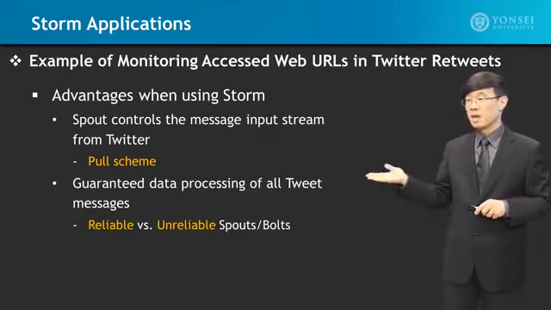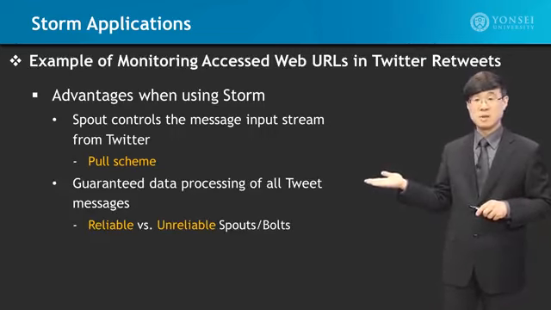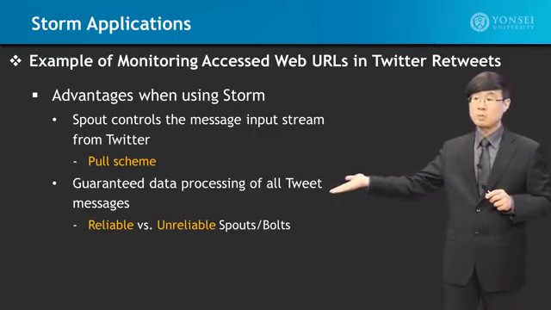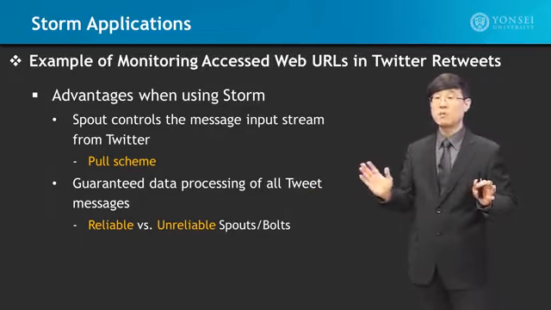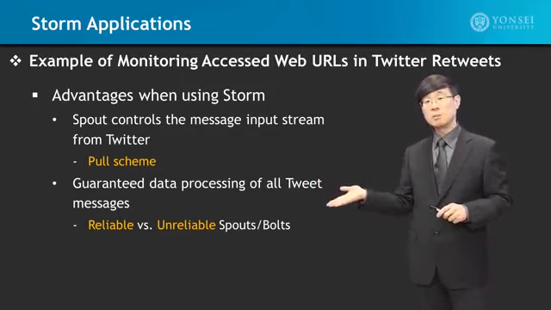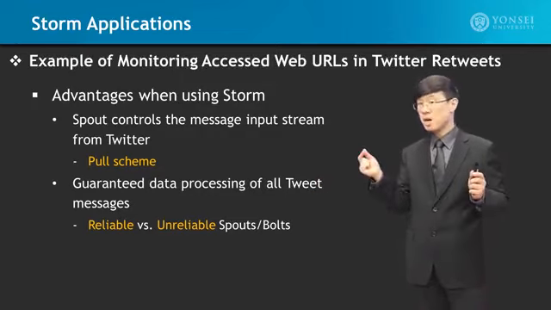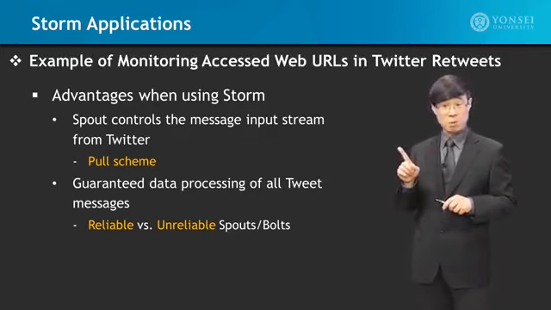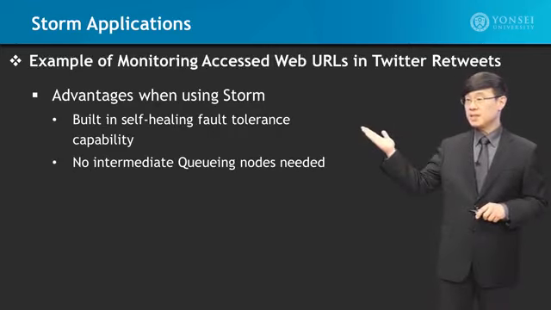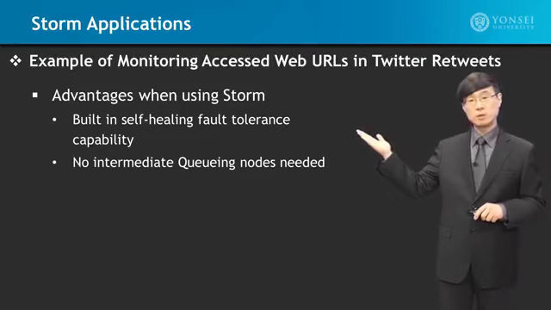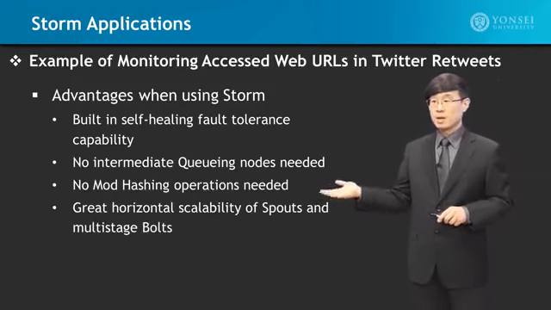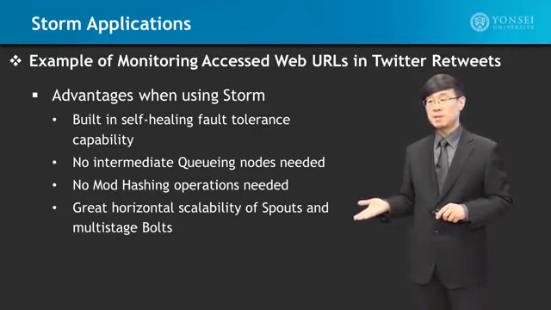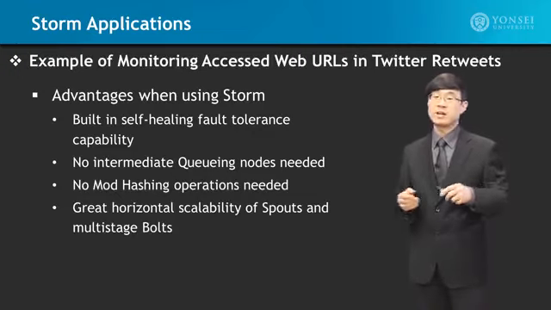Just wait. Guaranteed data processing of all tweet messages. Now, there are reliable and unreliable spouts and bolts, and we will need to talk more about that. If it's reliable, then the operations are even more guaranteed. With unreliable spouts and bolts, there could be some misses. Not much, but there occasionally could be. We'll talk more about this. Built-in self-healing fault tolerance capability is also included in Storm, and no intermediate queuing nodes are needed. No mod hash operations are needed either. Great horizontal scalability of spouts and multi-stage bolts is provided through Storm.